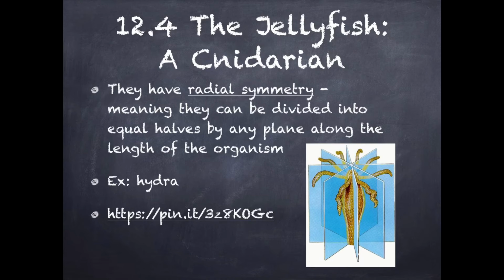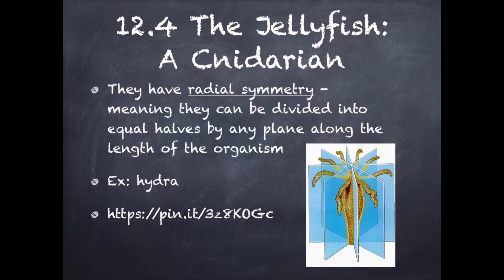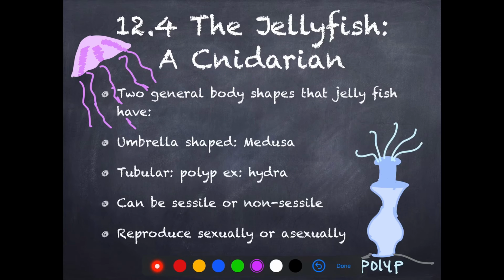The jellyfish also have something called radial symmetry. Basically, this means that they can be divided into equal halves by any plane along the length of the organism. If you look at my hydra diagram, you can see these planes that are cutting this hydra into equal parts, and this is called radial symmetry. The fact that I can split this hydra into equal parts, the same thing can be done for a jellyfish.